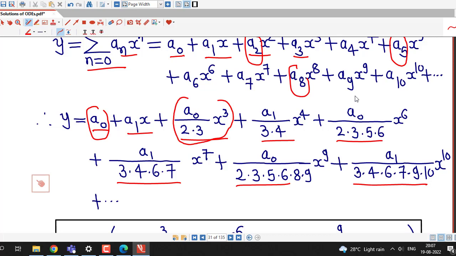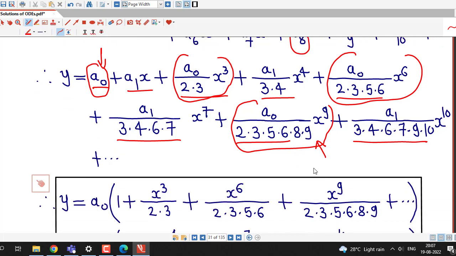In the next step, I combine all those terms which contain a0. All these terms are containing a0. So we can take a0 common, and if we take a0 common, we will have 1 plus 1 over 2 3 into x cube plus 1 over 2 3 5 6 into x raised to 6 plus 1 over 2 3 5 6 8 9 into x raised to 9. So I obtain a0 into this series which contains these powers: x raised to 3, x raised to 6, x raised to 9 and so on.